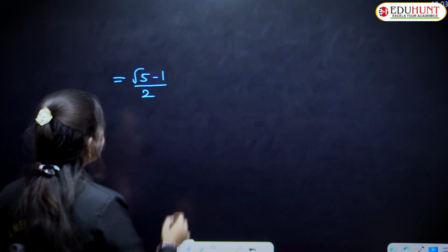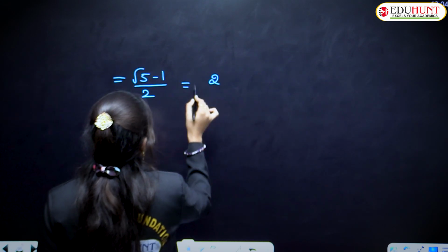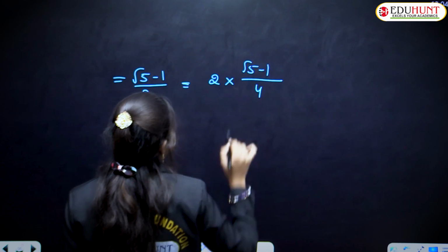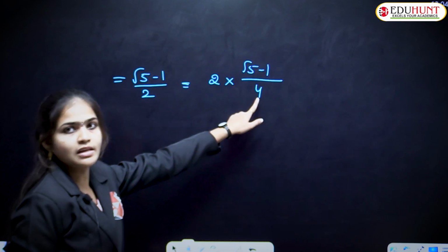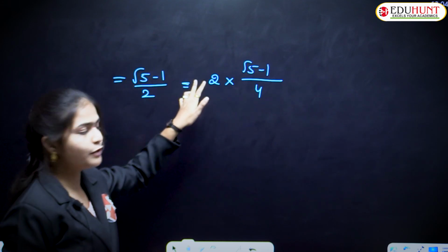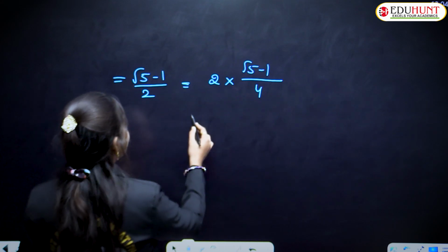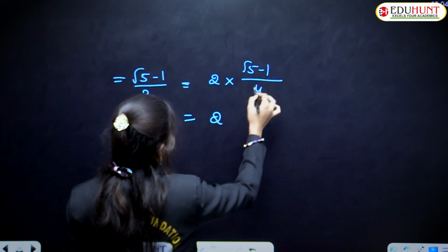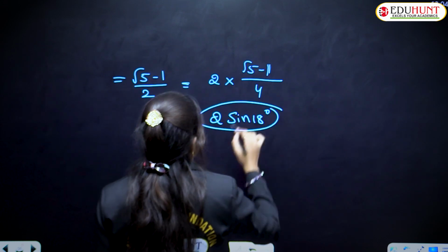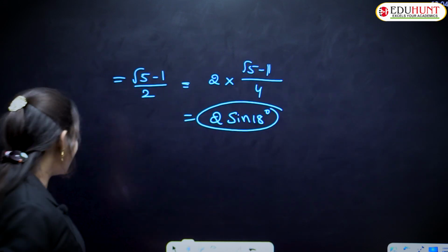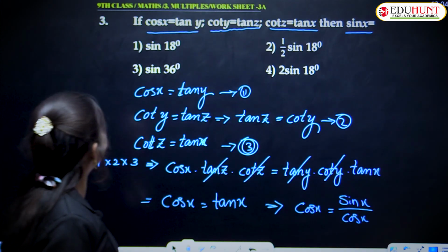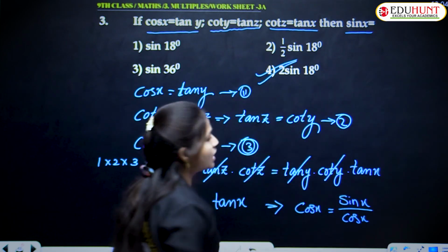So we can multiply and divide by 2. So we again get square root of 5 minus 1 by 2 only. So we can write this as 2 into root 5 minus 1 by 4, which means sin 18 degrees. So what is the answer? 2 sin 18 degrees.